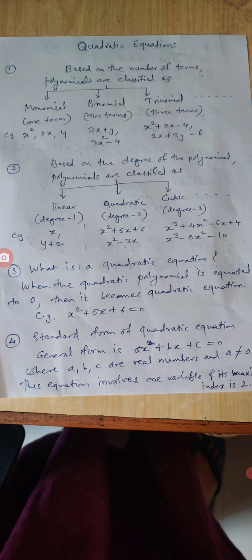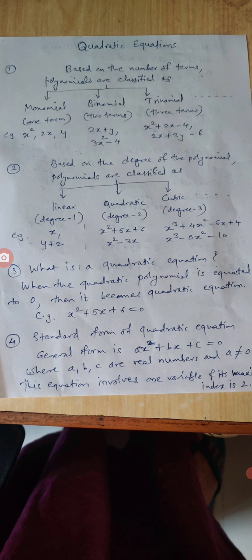When the degree is 3, then it is cubic polynomial. Example is x cube plus 4x square minus 5x plus 4 and so on. Now, let us know about what is a quadratic equation. Just now we have seen the quadratic polynomial in which maximum degree of the polynomial is 2. So when the quadratic polynomial is equated to 0, then it becomes quadratic equation. For example, x square plus 5x plus 6 is a quadratic polynomial. When we equate it to 0, then it becomes quadratic equation.